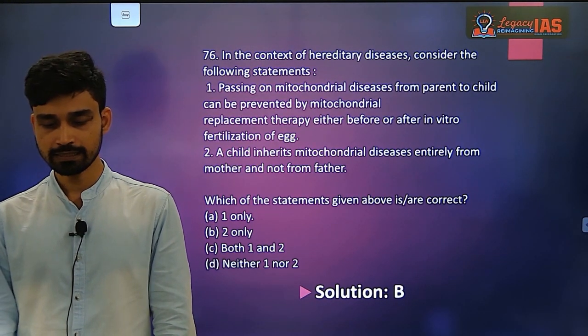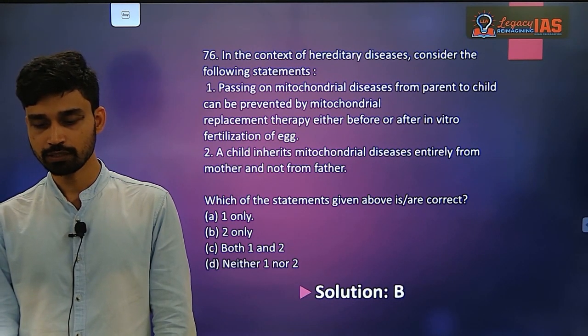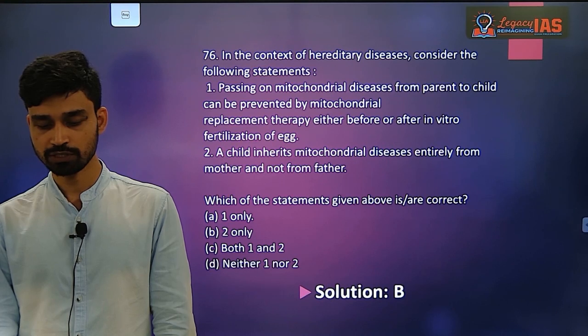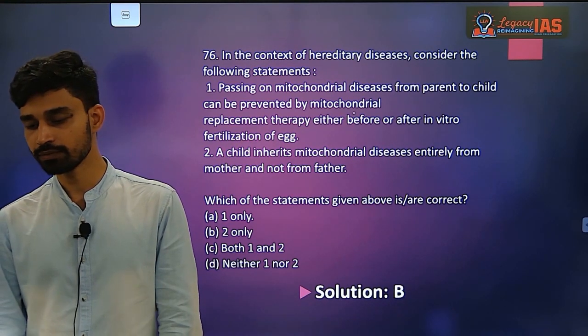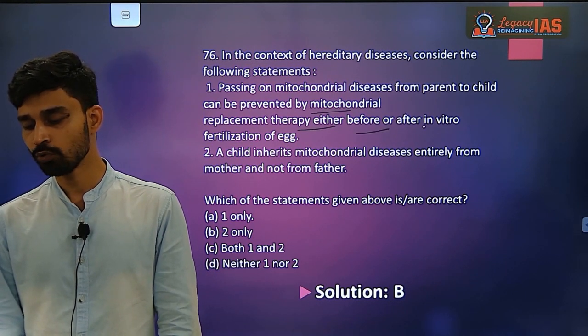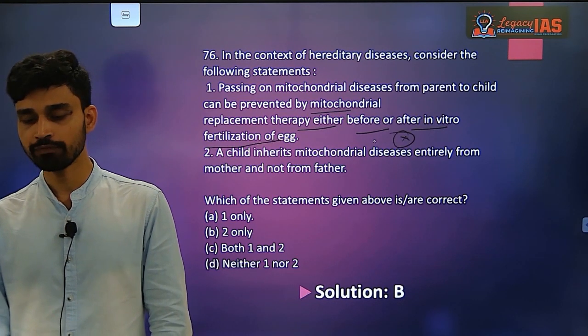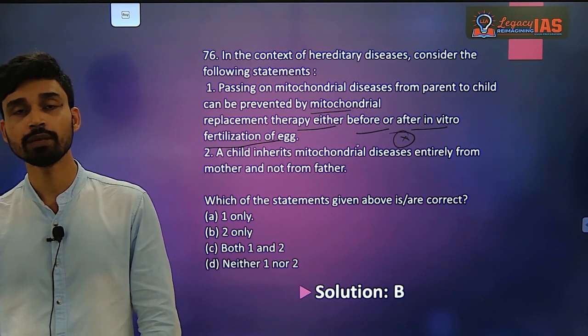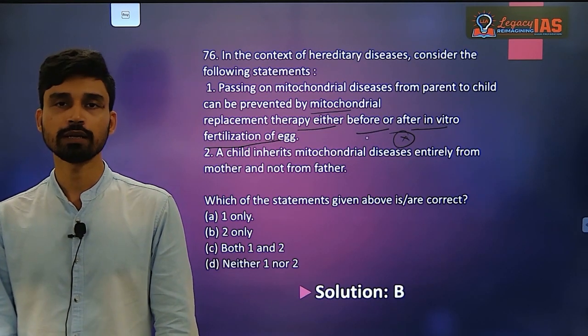Then next is again related to diseases. In the context of hereditary diseases, the following statements are given. The first statement is that passing on mitochondrial diseases from parent to child can be prevented by mitochondrial replacement therapy either before or after in vitro fertilization of egg. That is incorrect, because if MRT or mitochondrial replacement therapy has to be done, it has to be done before the fertilization or in vitro fertilization of egg.